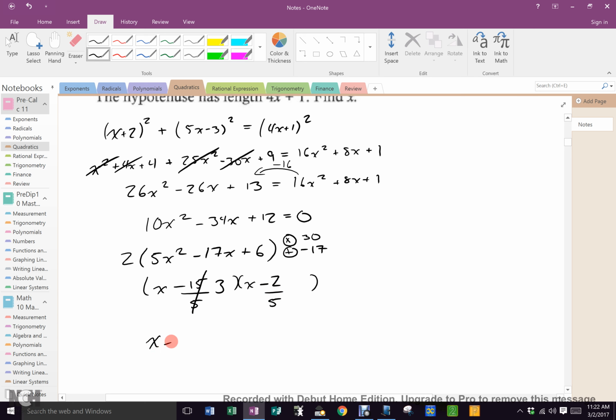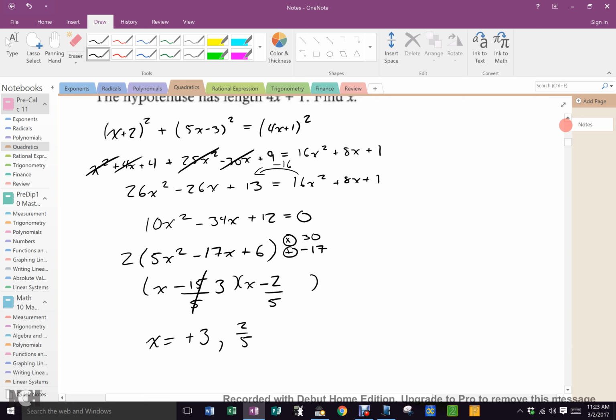So what are my possible x's? Positive 3 and positive 2/5, correct? Everyone agree? Okay, I've got my 2 answers. Mathematically, am I done? Mathematically, I'm done. I can't do anything more. But have I answered the question? No. Why? I can only have one length and hypotenuse, can't I? Right? So what must I do with these 2?